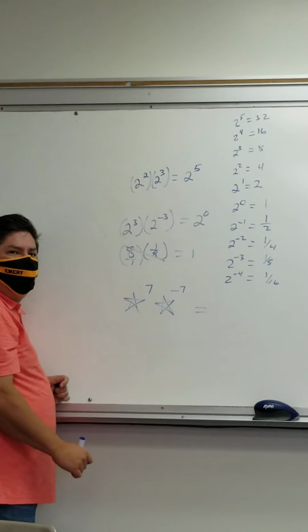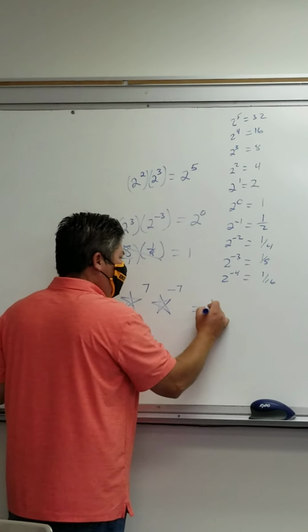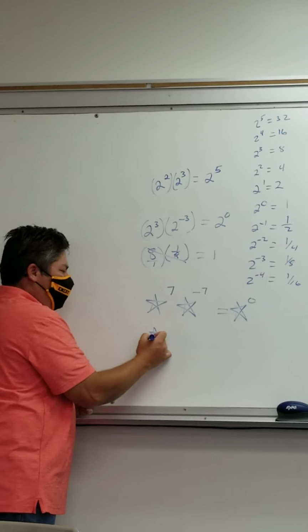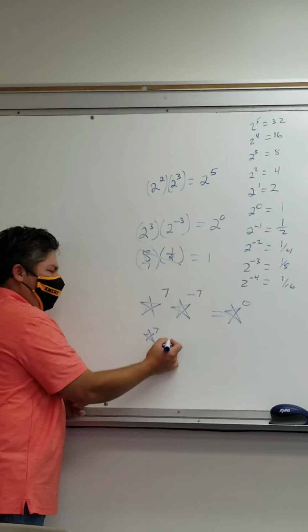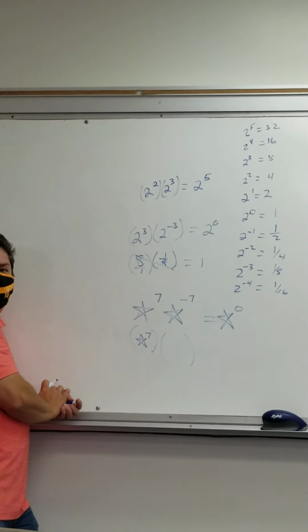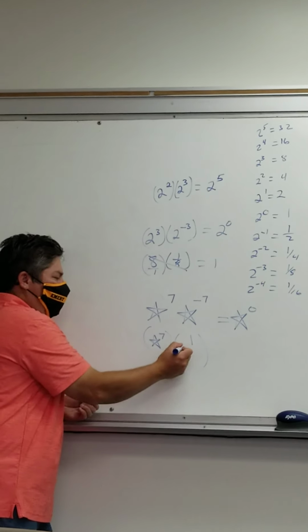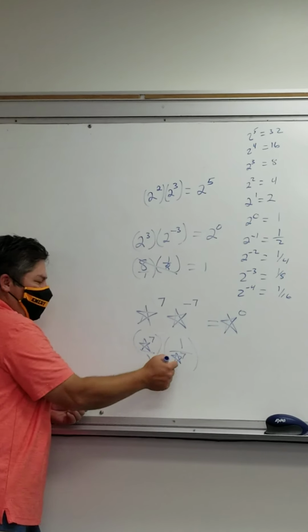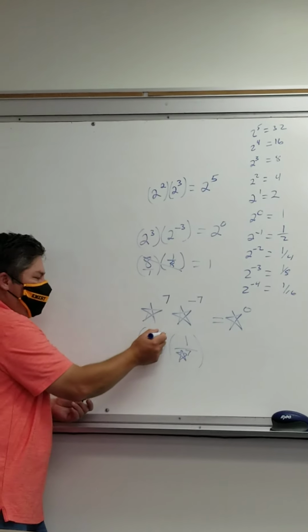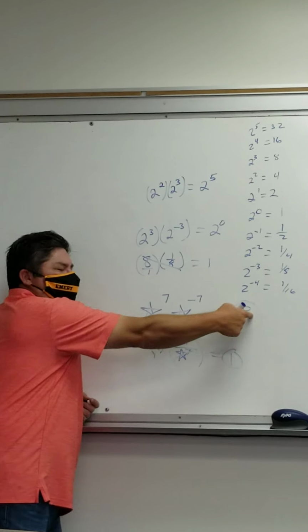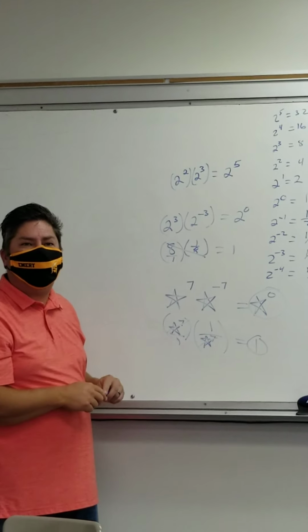What does that equal? X to the 0. This is x to the 7. But this is what? How can I make that positive? 1 over x to the what? 7. What happens with the x to the 7s? And what's my answer? Anything to the 0 is what? 1.